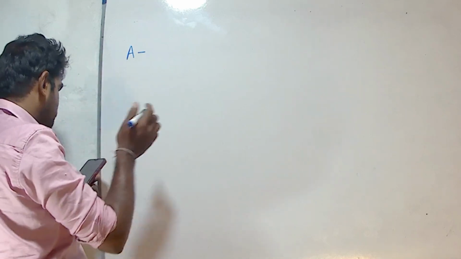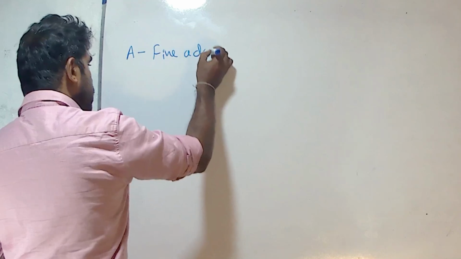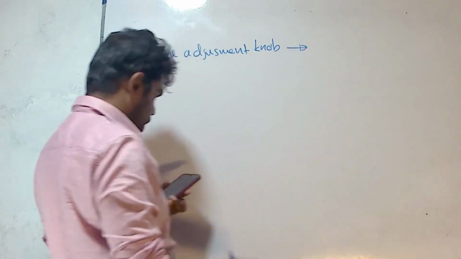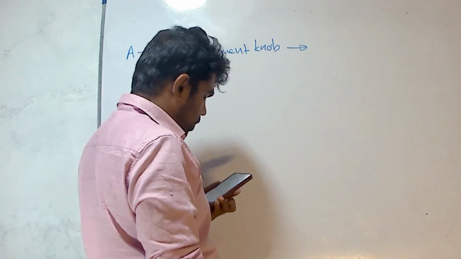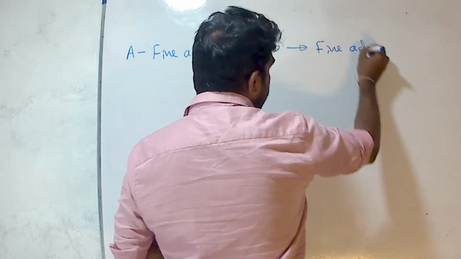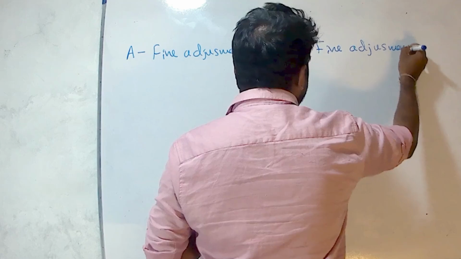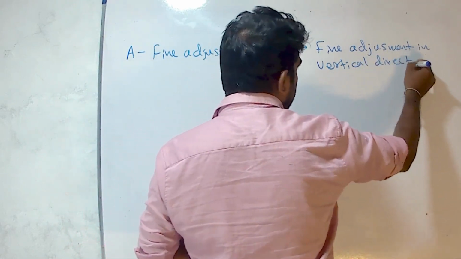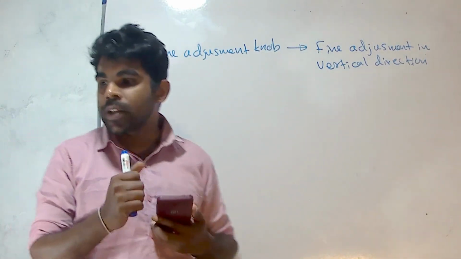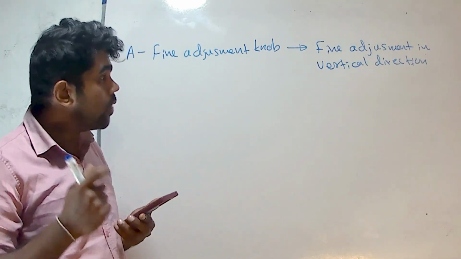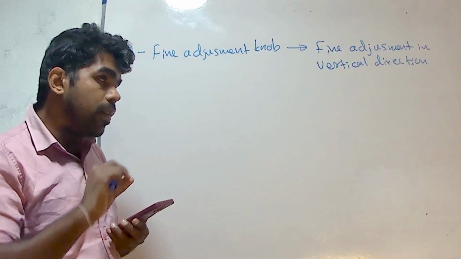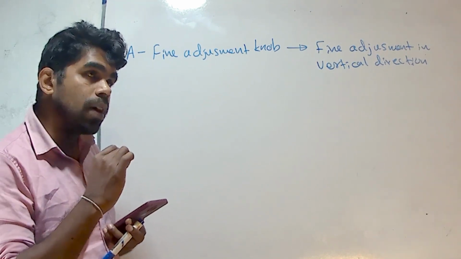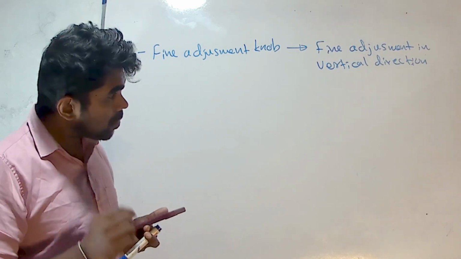A is the fine adjustment knob. The function is fine adjustment in vertical direction. We can adjust the traveling microscope in vertical direction directly, or we can adjust the vertical arrangement by using fine adjustment. When using the fine adjustment knob, we can move vertically with a small distance.